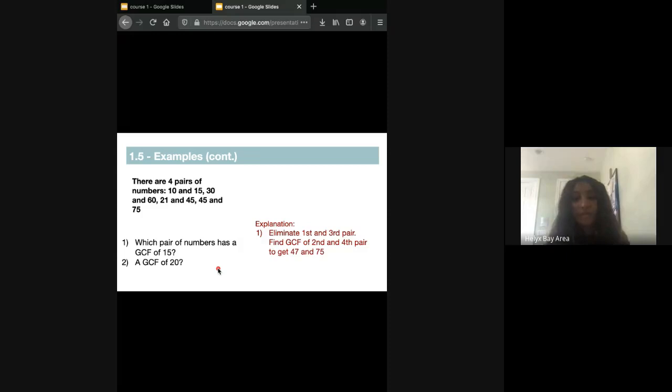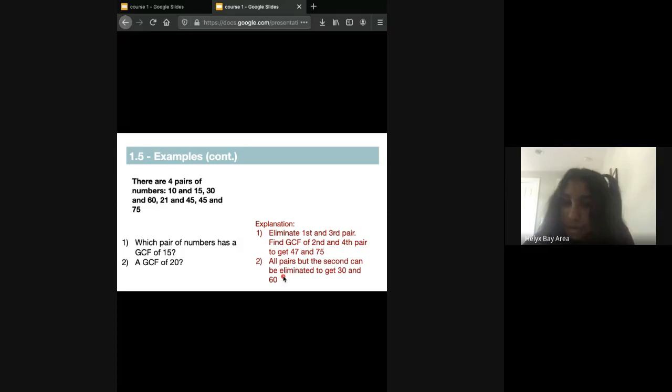So before we start doing that, we can eliminate the first and third pair. We're trying to find the greatest common factor of 15. Well, 10 is a smaller number than 15, so you can't divide 10 by 15. And we know that 21 can't be divided by 15 either without getting a remainder. So we can just eliminate these 2 pairs right here.